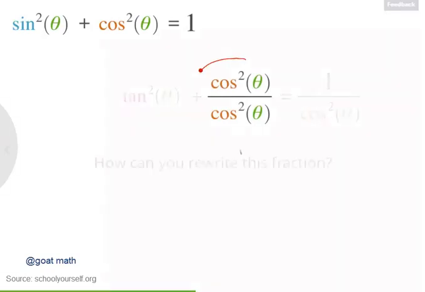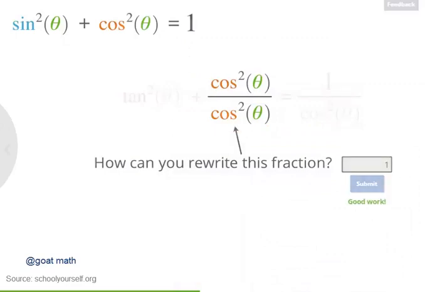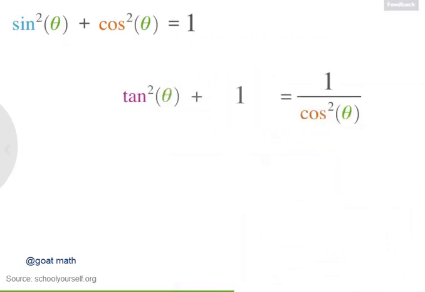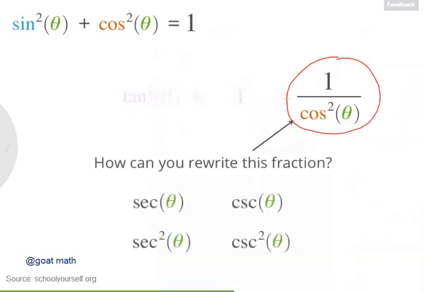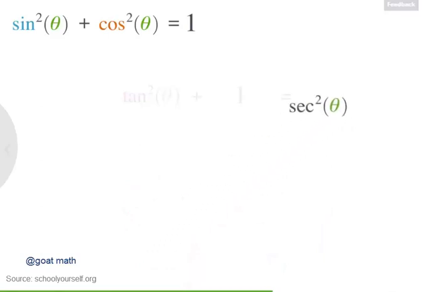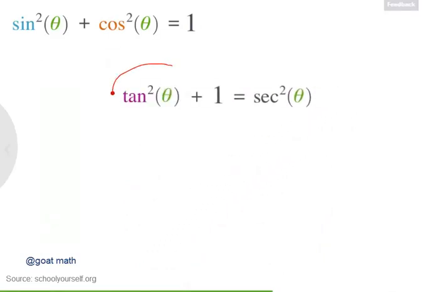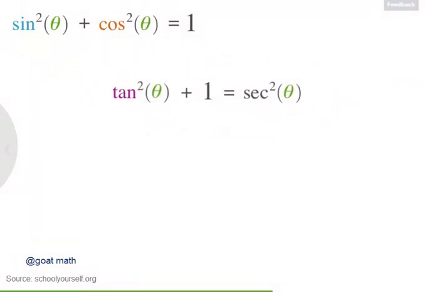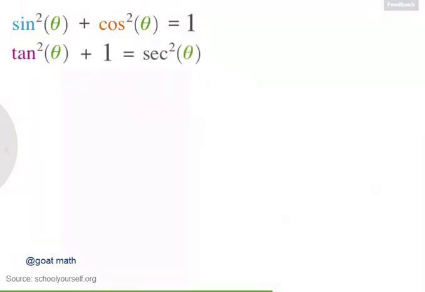Next, how can we simplify this fraction, cosine squared theta over cosine squared theta? Right, it's 1. And finally, how can we rewrite this third fraction, 1 over cosine squared theta? Right, it's secant squared theta, since secant theta is defined as 1 over cosine theta. So for any angle theta, tan squared theta plus 1 equals secant squared theta. And that's our second Pythagorean trig identity.